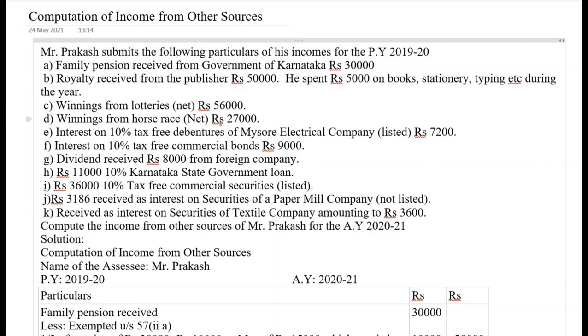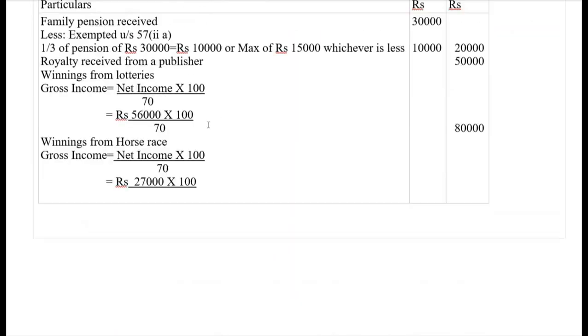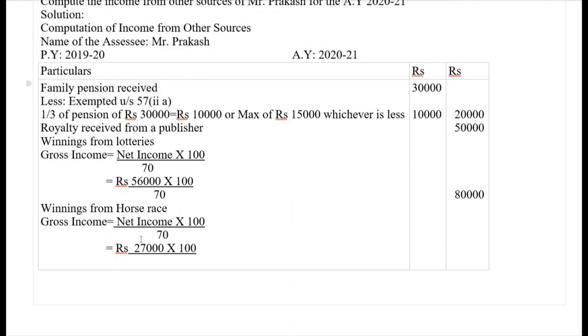So sorry, this is 28. It should be actually 28. Slight correction here. 28 divided by 70 here. So 7 and 4, so 40,000. We are going to have this as 40,000 here.